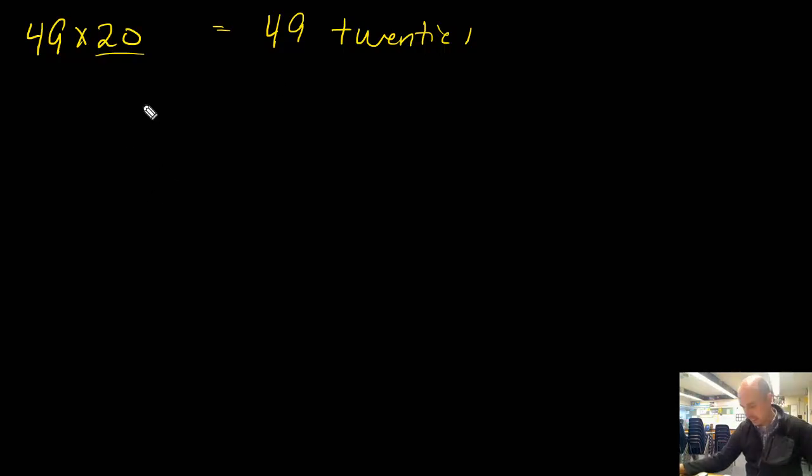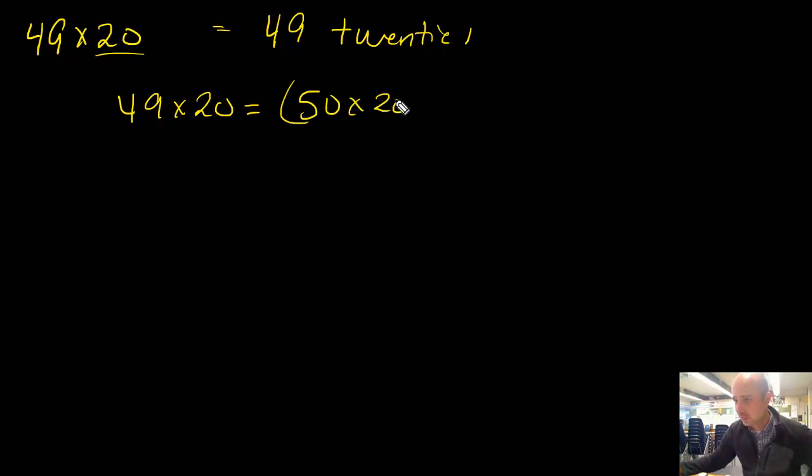Now, what can I do with my 49? I think there are 2 different things that I can do here. The first one is what we're doing right now. If I turn the 49 into 50, that makes it a little easier, right? 49 times 20 is equal to, if I do 50 groups of 20 and I take 1 away, that gives me 49. My 50, minus 1 group of 20, gives me 49 groups of 20.